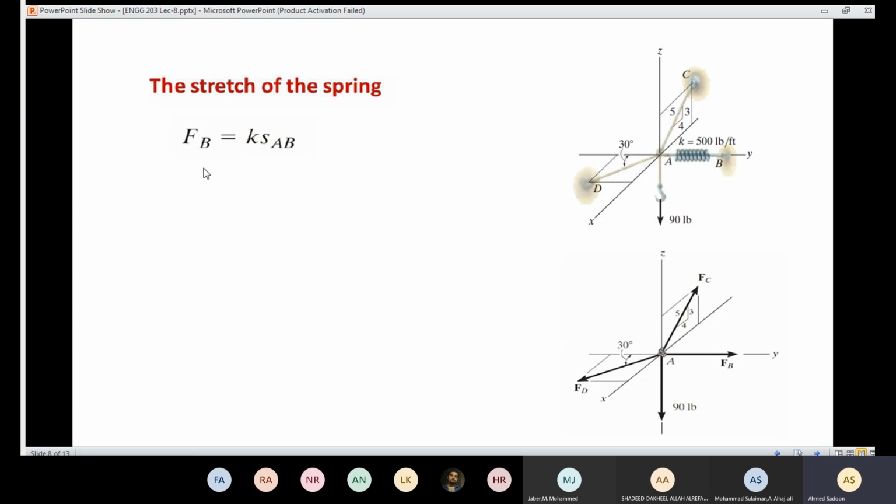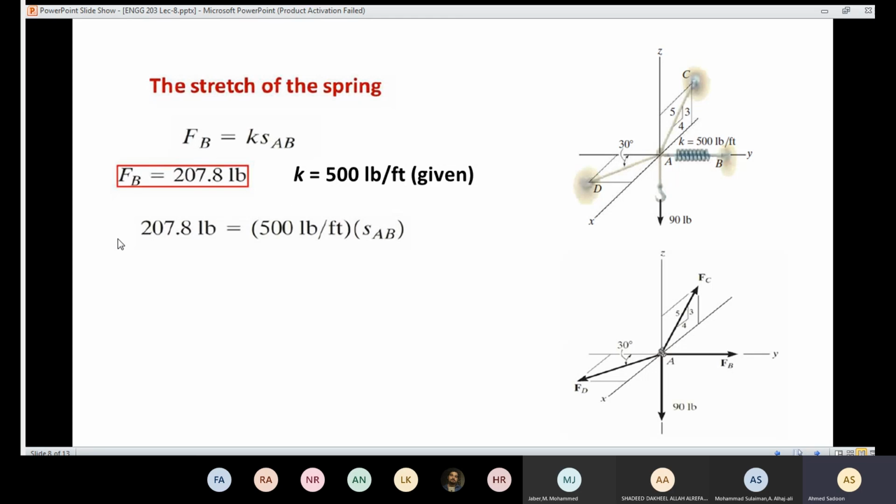We calculated FB, and the k is given. So FB is 207.8 pounds, and the constant here is 500 pounds per foot, which is given. Then I have this value and that value. Easily I can calculate the stretch, and the stretch here came out to be 0.416 foot. And we managed successfully to solve the problem here.